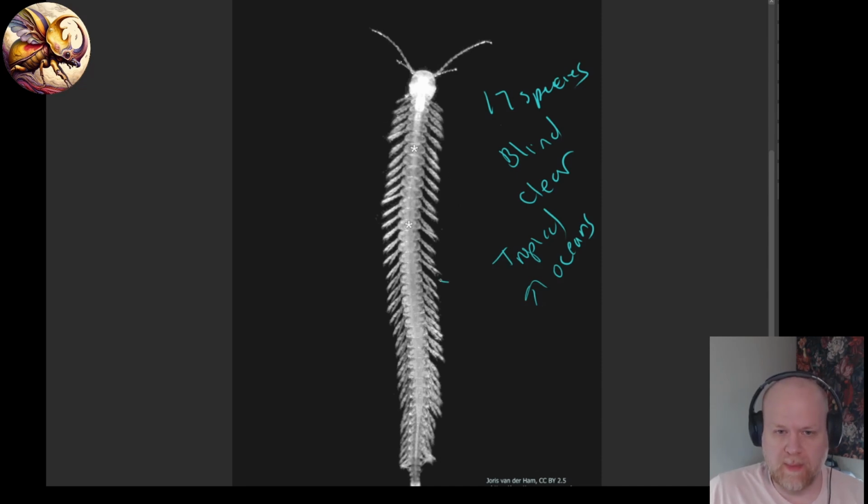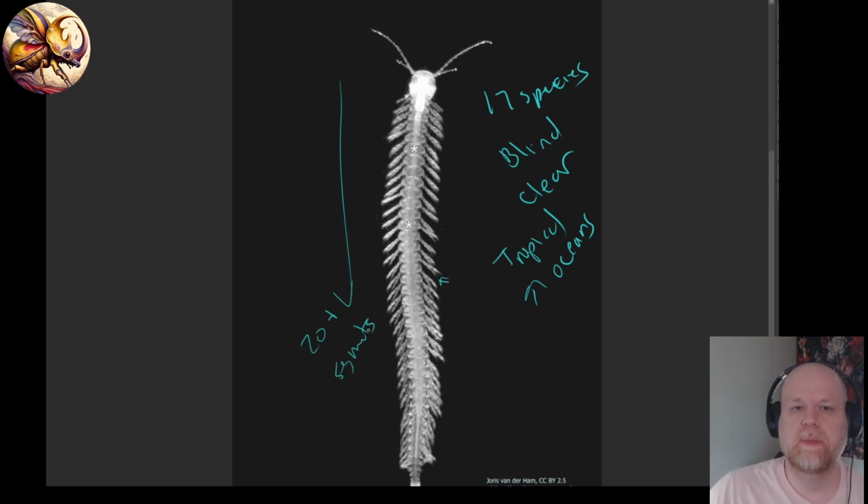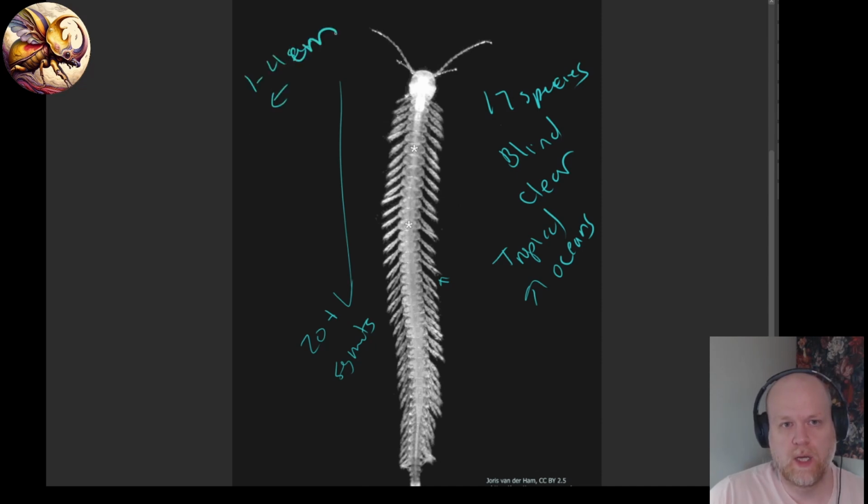You can see their biramous appendages here. They have tons and tons of legs. I want to say it's 20 plus segments on all these species, but they just swim in the water column. And again, they're very, very small. They're generally less than half an inch. They're 1 to 4 centimeters, but they're generally closer to the 1 centimeter than the 4 centimeters.